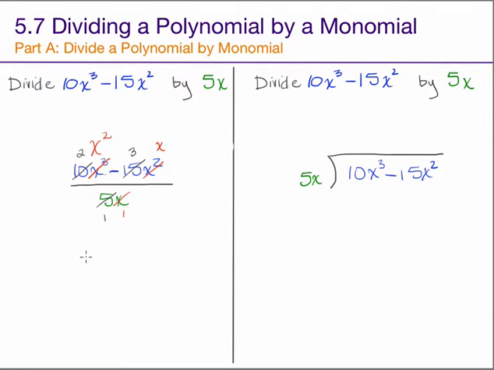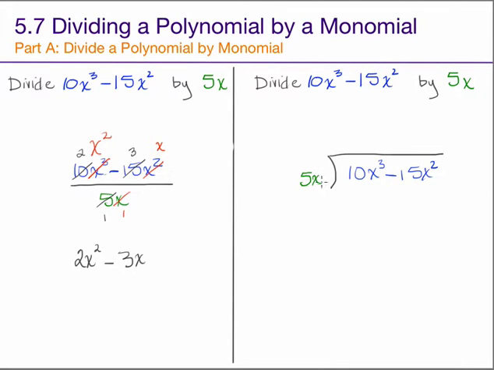Now that I've made that determination, I can rewrite this problem as 2x squared minus 3x over 1. 1 times 1 is 1. Of course, I don't need the over 1. If that's really all that's left in the denominator, then I don't need to write it.